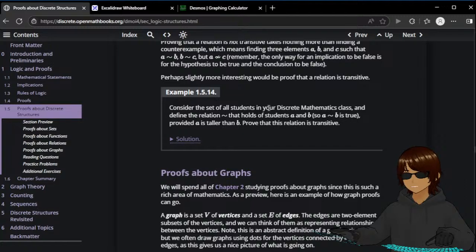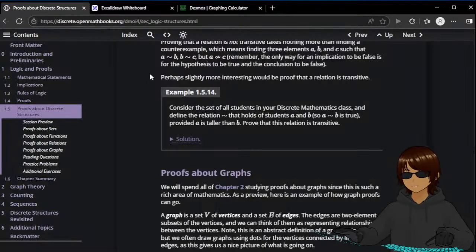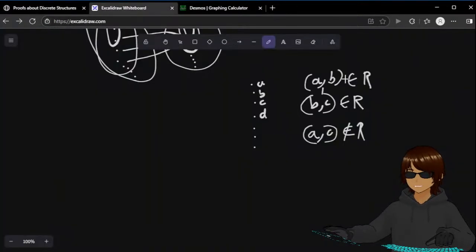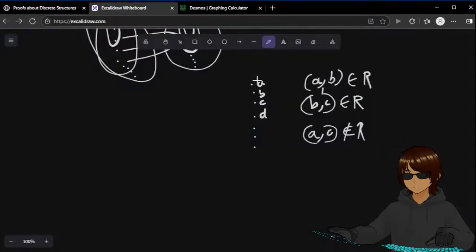Consider the set of all students in your discrete math class. Define a relation that holds for students A and B, so (A, B) is true, provided A is taller than B. Prove that this relation is transitive. Okay, so if A is taller than B, then (A, B) is an element. The ordering matters, it's a tuple. So A is taller than B, B is taller than C, and that means this relation holds: A is taller than C.